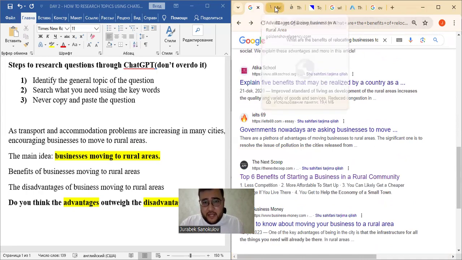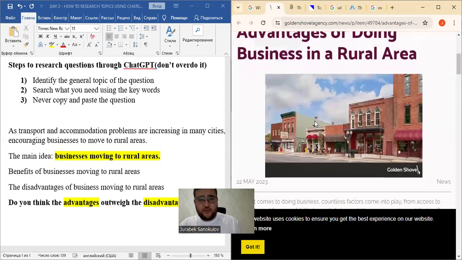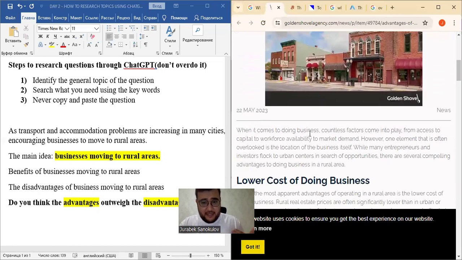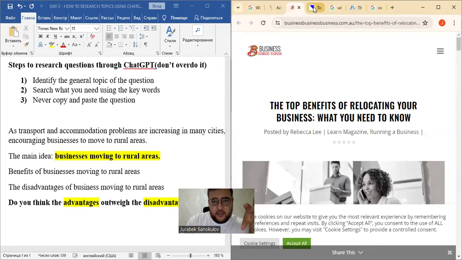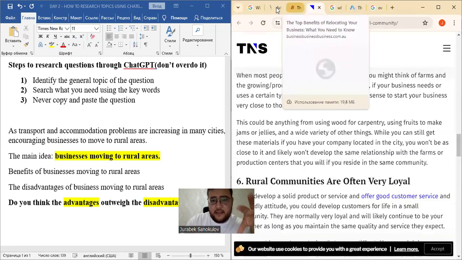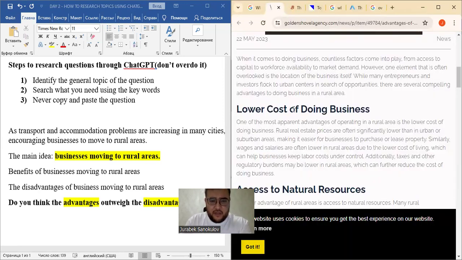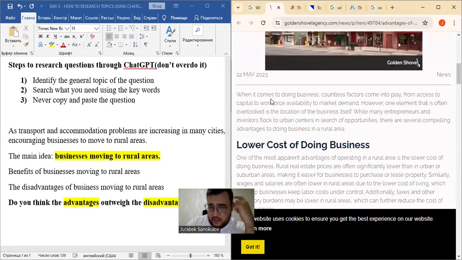So now what we have to do is look through the articles and take notes, right? Basically all these articles, like this and this and this, list practically the same things, because the question is the same. So now look at this. Let's read and understand.